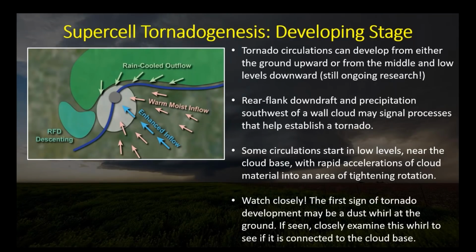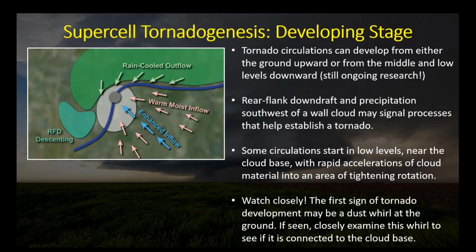As a storm spotter, it's important to understand the storm evolution that leads to the formation of a tornado, or in other words, tornadogenesis. So let's go through the stages for a supercell tornado, starting with the developing stage. First, note that the tornado circulations can develop from either the ground upward or from the middle and low levels downwards. There's still a lot of ongoing research on this topic.